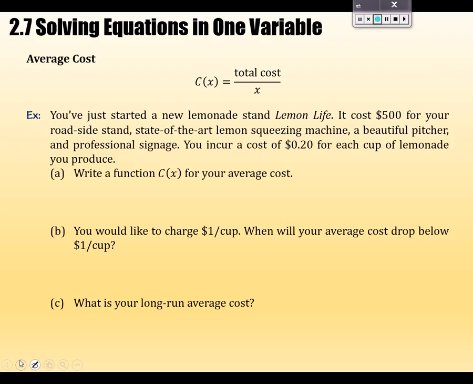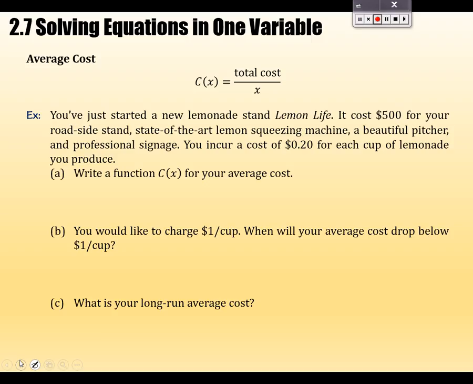All that is going to be a fixed cost, as you might call it in economics. $500, you only have to pay that once. Whether you make 0 cups of lemonade or 1 million, it costs $500 for all of those things, a one-time fee. You also incur what economics people would call a variable cost: 20 cents per cup.